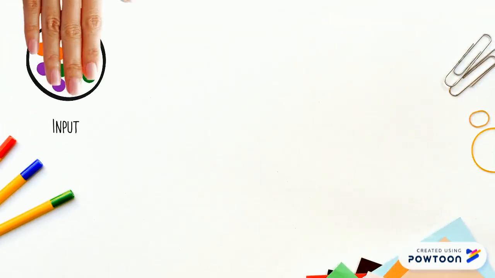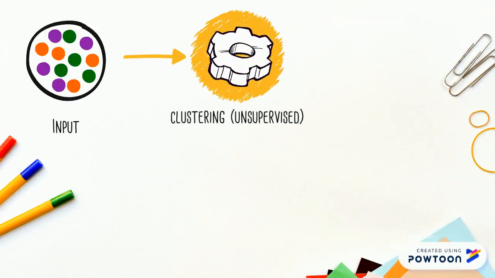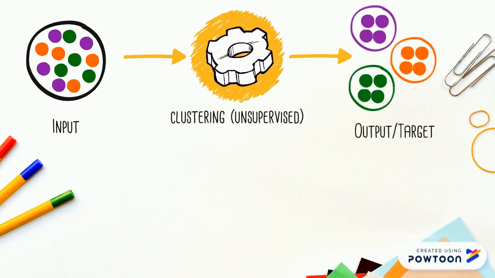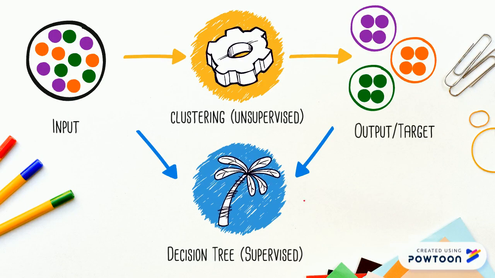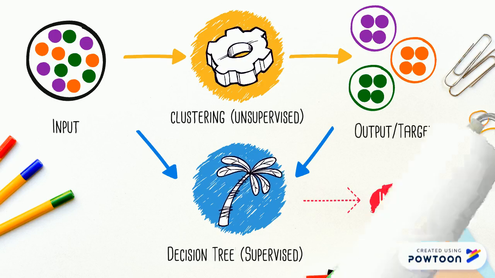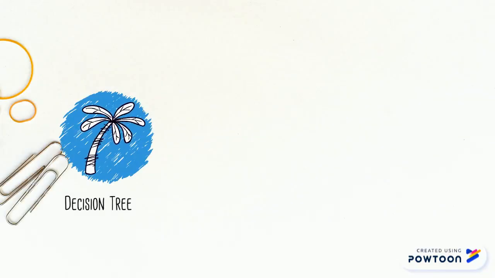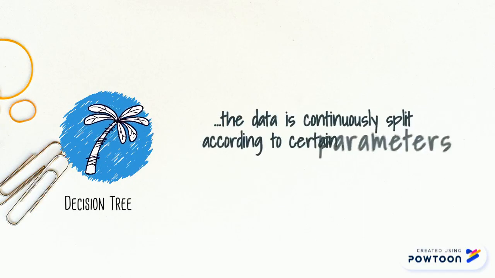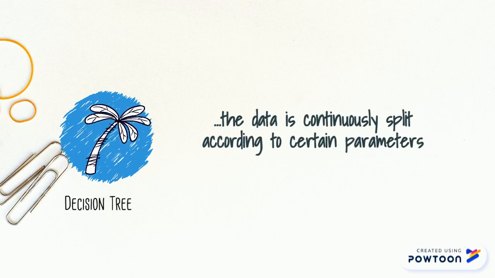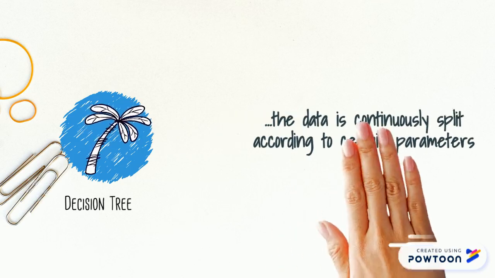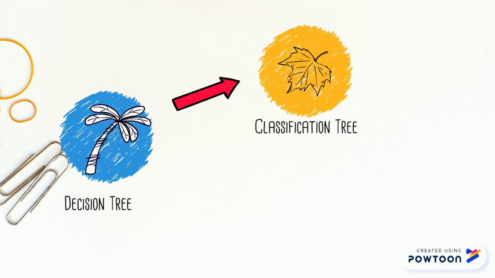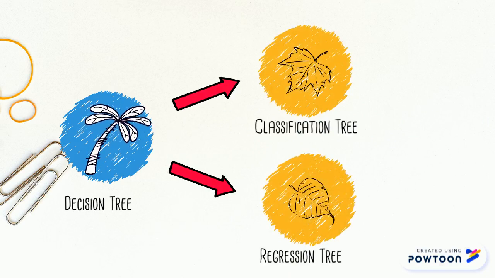In this case, the inputs are the data points, and the target variable is corresponding cluster assignment identified using the unsupervised algorithm. So, what is decision tree? Decision tree is a supervised machine learning algorithm where the data is continuously split according to certain parameters. There are two main types of decision trees: classification tree and regression tree. The difference is very simple.